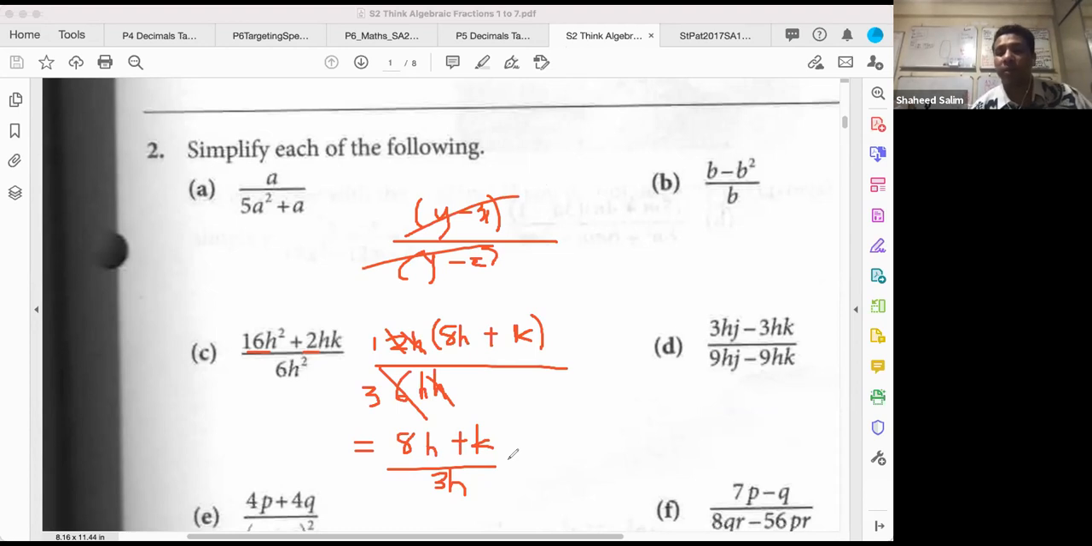So this is your answer. So I think she got it correct. Shafi, you can get this one. You understand, Shafi?